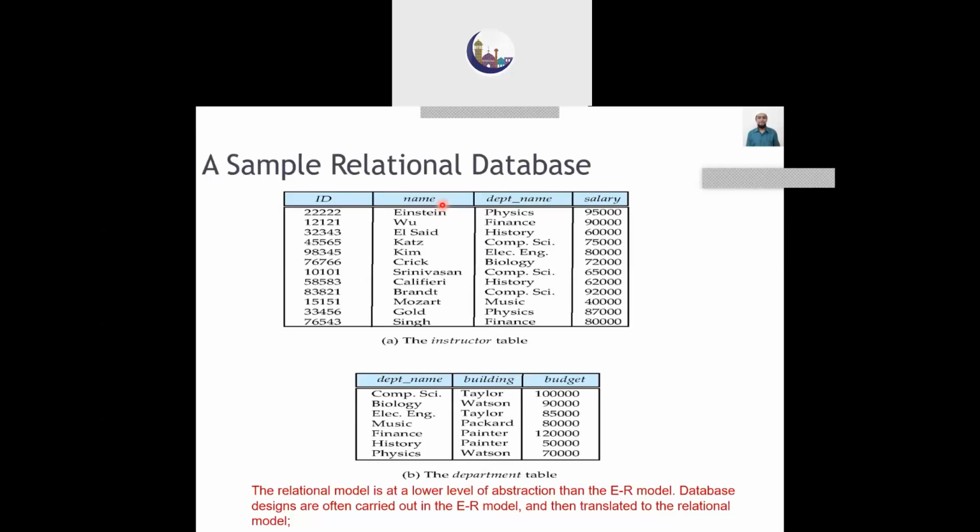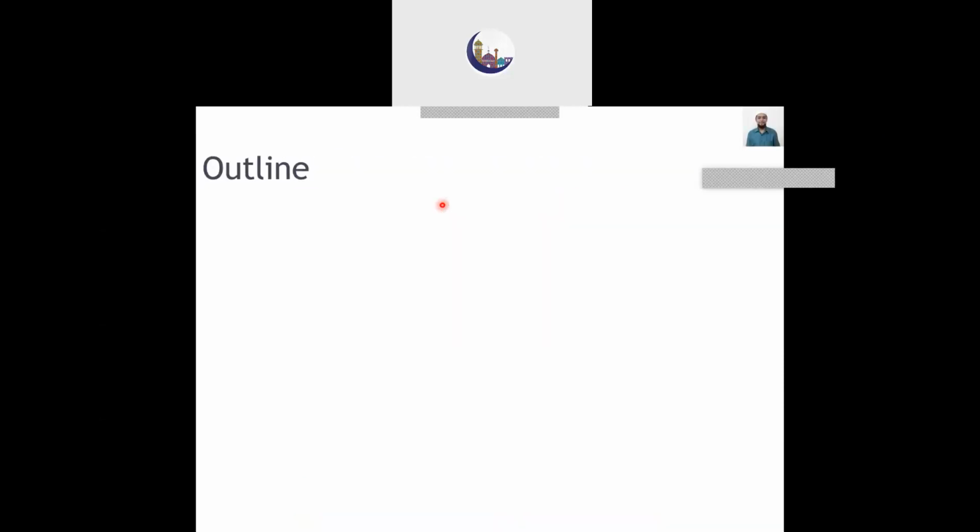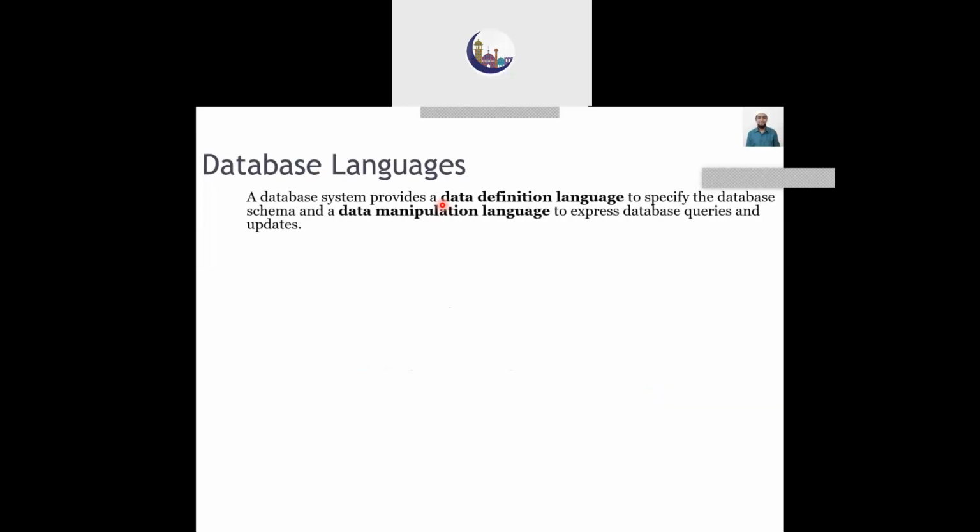Now, relational database languages. When we want these tables to be represented internally, I said we need to represent them in computer understandable formats. So to speak with the computer, we need certain languages. In databases, we have various categories of languages. These are not different sets of languages. They are part and parcel of the same language, but they perform different categories of actions.